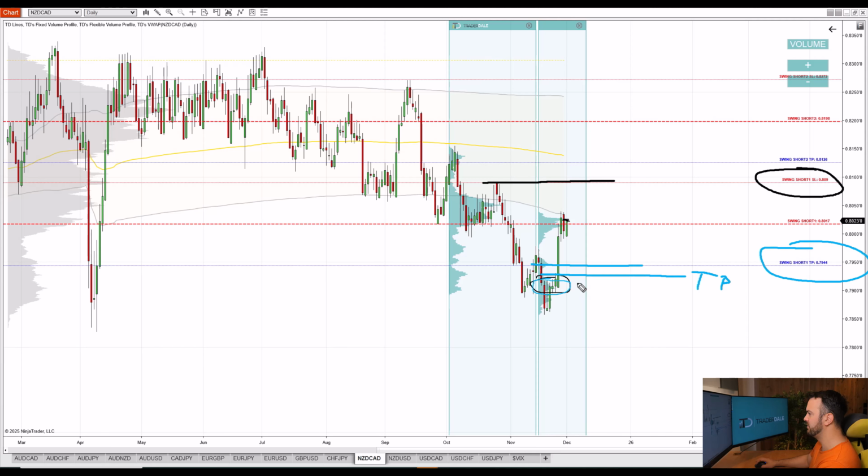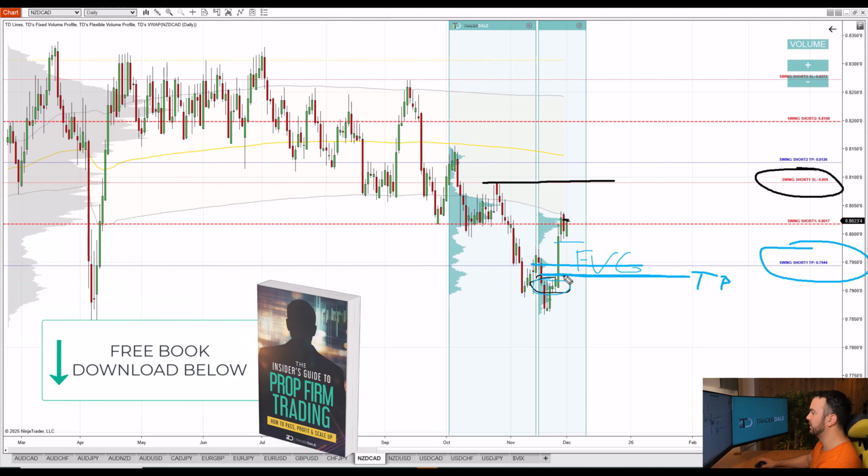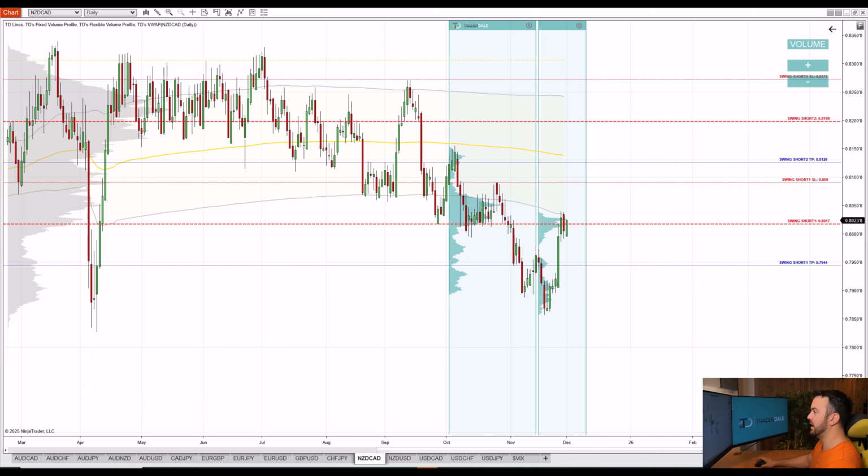This is the beginning of a heavy volume zone, also the beginning of a fair value gap. So that's where I'm going to move the take profit, all right? Because chances are that there could be a reaction to this level and I don't want to risk that. So that's why I'm going to quit the trade in here. Alright, so that's for the New Zealand dollar, Canadian dollar.